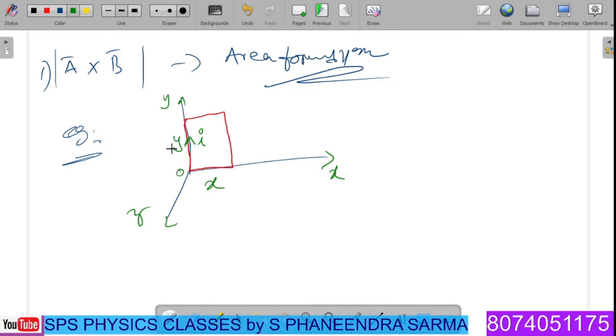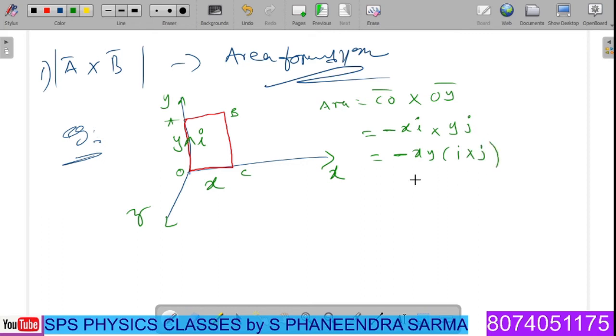First of all, let us consider this is O, A, B, C. Whatever the direction of current given, in that direction only you have to take the area. That means the area vector is CO bar cross OY bar. CO bar will be equal to minus x i cap, cross OY bar, that is OA bar, which is y j cap. Now x and y are constants, therefore minus xy comes outside, i cross j as unit, minus xy, and i cross j value is nothing but k cap. So this is the area vector we have to consider.